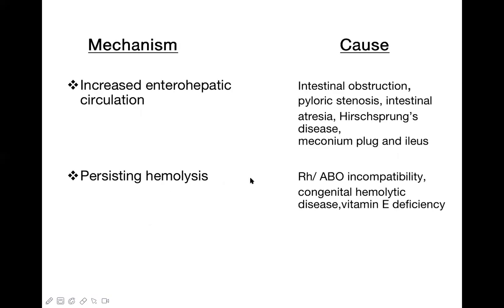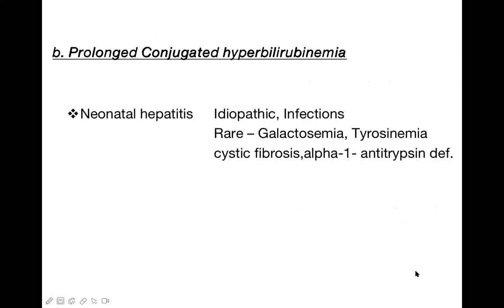Now this is very easy for you. Hemolysis can lead to jaundice in any period of life, within the first day, in the second day of life, after that, and even after 10 days, and even in the adult. So similar types of conditions are written here. Vitamin E deficiency can lead to hemolysis, because vitamin E is an antioxidant. If that is deficient, then the particular child or adult can have hemolysis.